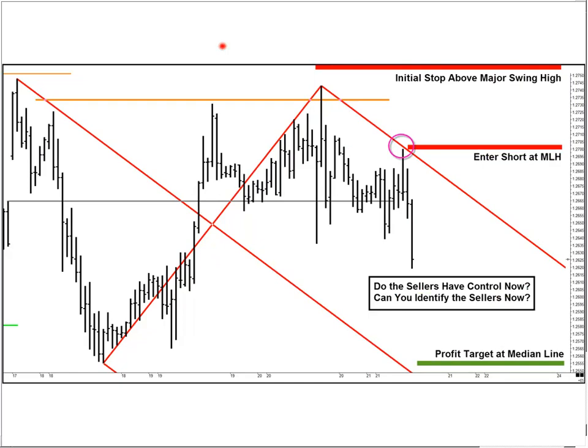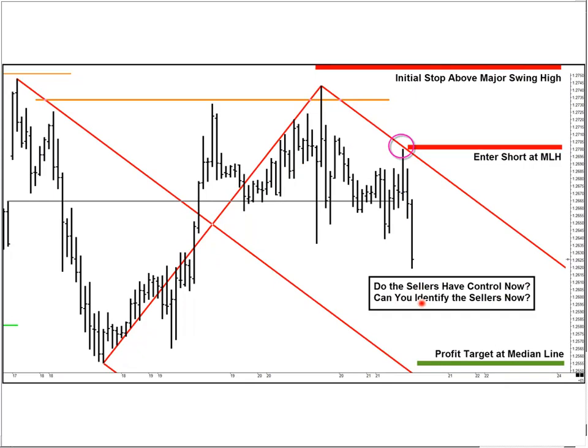What did we get? The bar that I would have entered on closed on its low. That's great. The next bar was also a wide range bar, closed on its low. And look at this bar. This is absolutely beautiful. Took out both of these lows and closed on its low. Now we've got some follow-through. We've got some mojo.